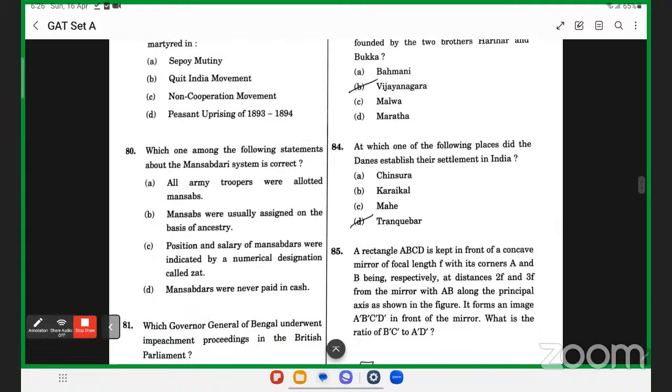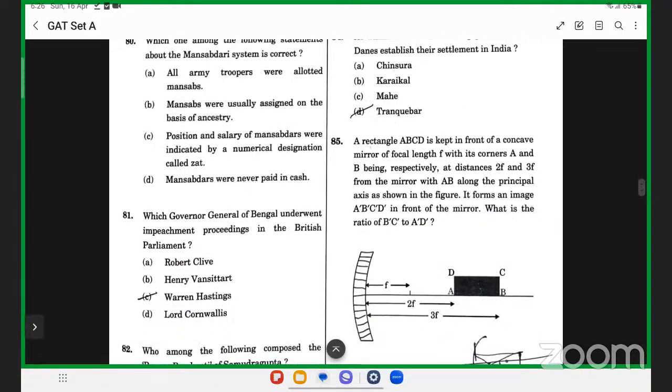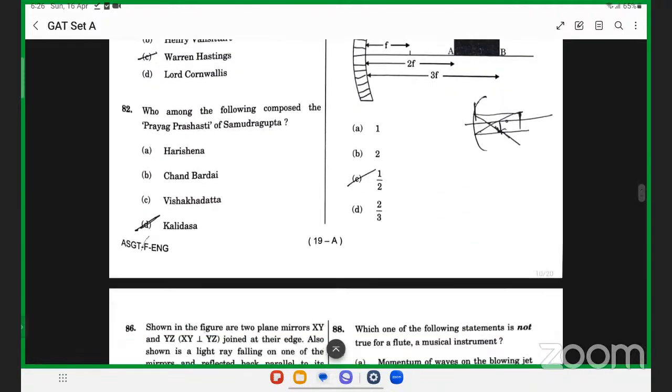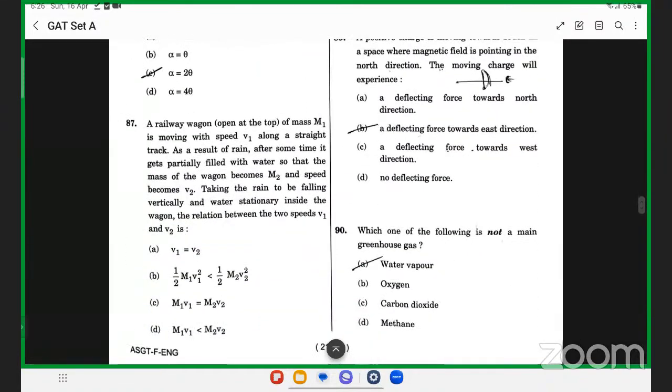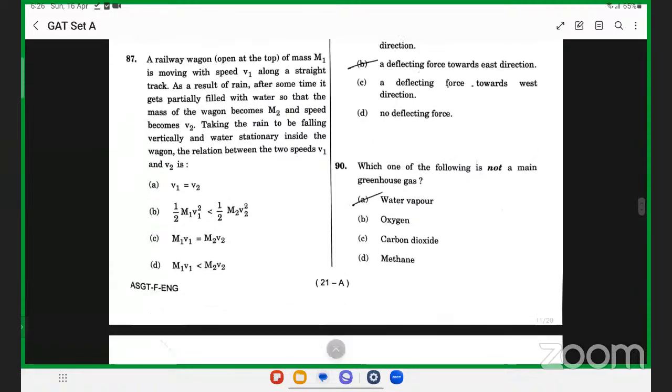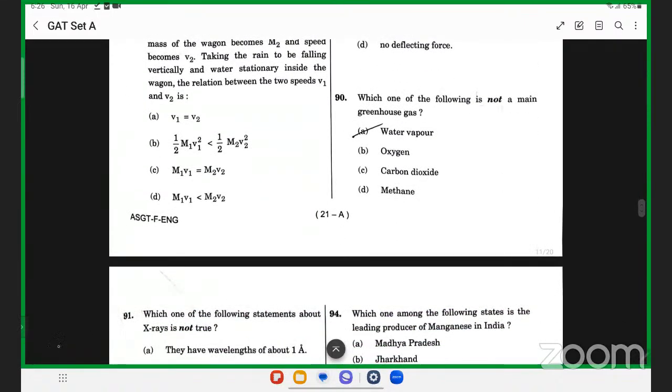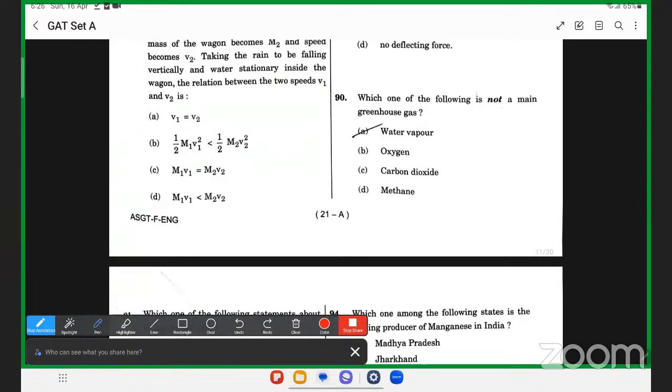Next question for chemistry we have question number 90. Question number 90 is, which one of the following is not a main greenhouse?